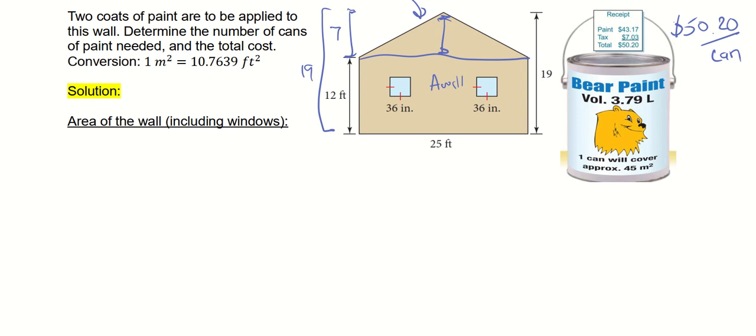Actually, let me erase this. I don't want to get confused, you guys. I'm going to say that this will be the area of the rectangle, and this will be the area of the triangle. I'm just going to use triangle there. So the area of the rectangle, let's do that first. I'm just going to say rect, and the area of the rectangle.